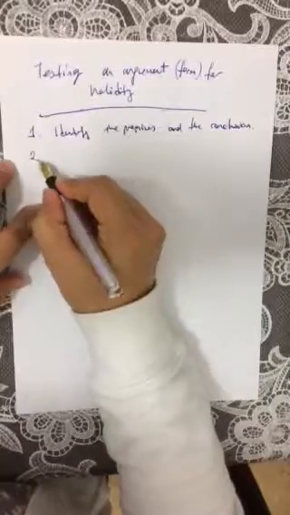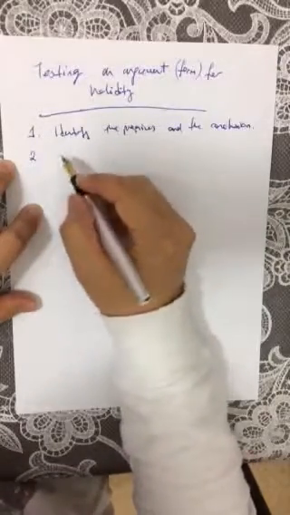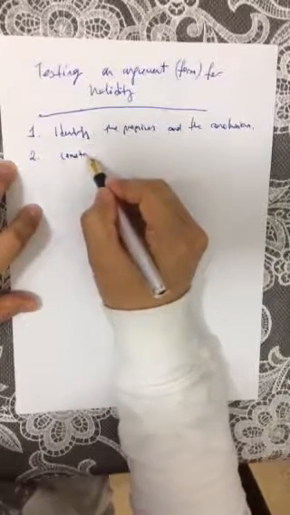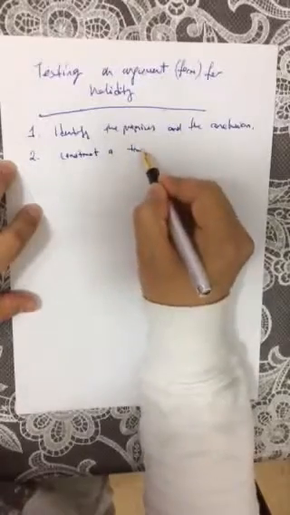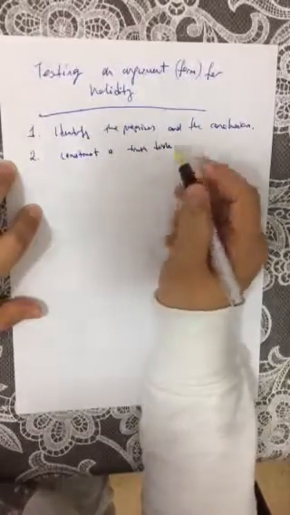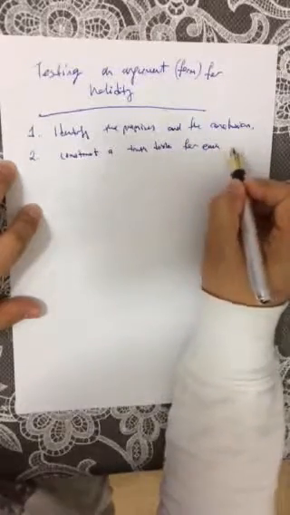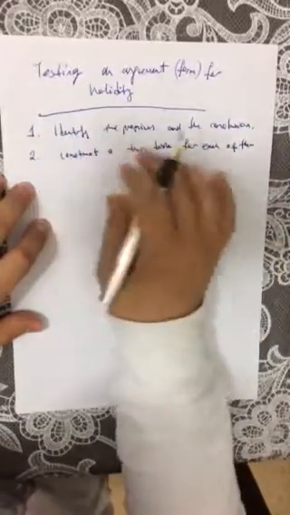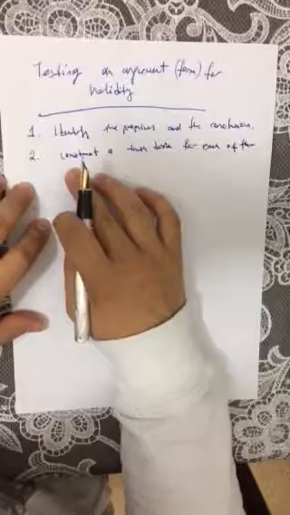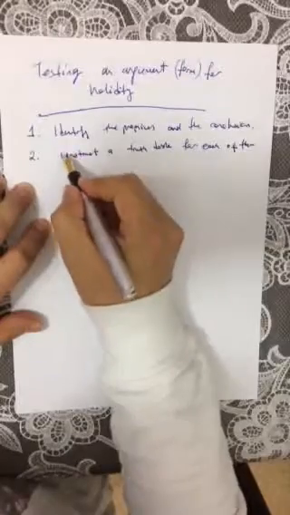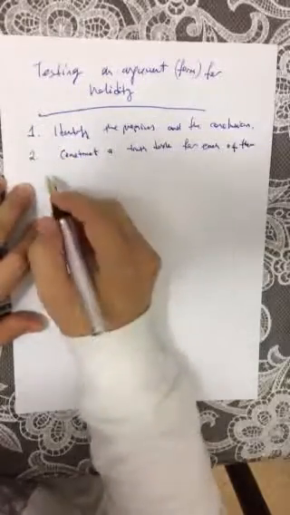And the second task, this is going to take time here. We have to construct a truth table for each of the premises and the conclusion. So we have to see the truth values for each premise and the conclusion at the same time. So we seek a table, just one table here, right?